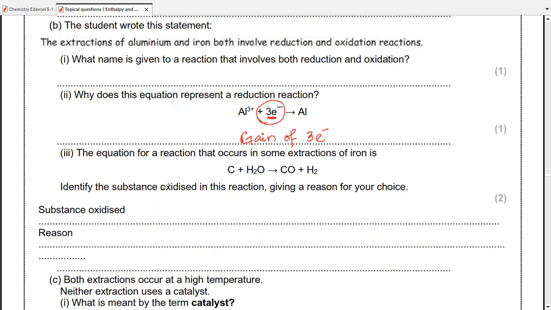Substance oxidized. Carbon is alone, later on it gets oxygen. So, of course, carbon gains oxygen. If you want to write loses electron, that's also fine. In order to form carbon monoxide, carbon loses electron. Both reasons are fine. This is something we are already done with, so this shouldn't be a problem either. Right? Good. Moving on.